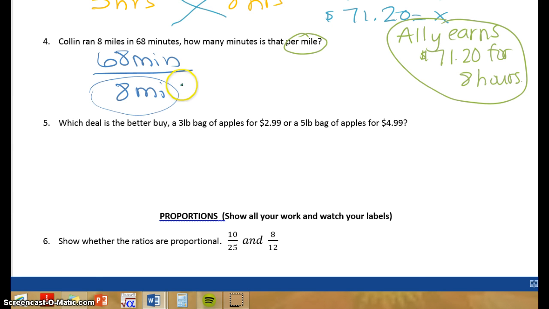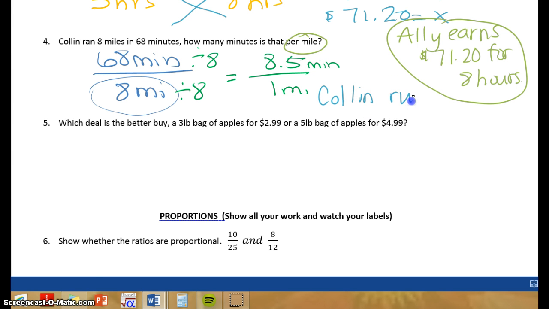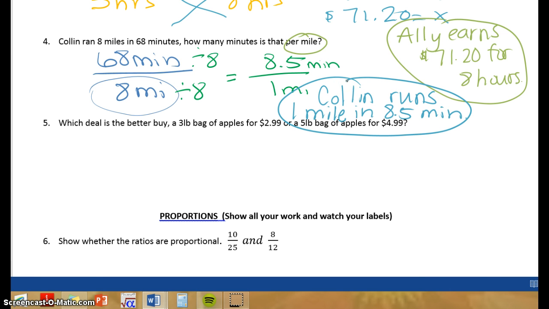So we're going to divide both numerator and denominator by 8. And we're going to end up getting 8.5 for 1. So our final answer would read, Colin runs 1 mile in 8.5 minutes. Something along those lines, as long as you're saying every mile Colin runs is roughly 8.5 minutes, would work there.